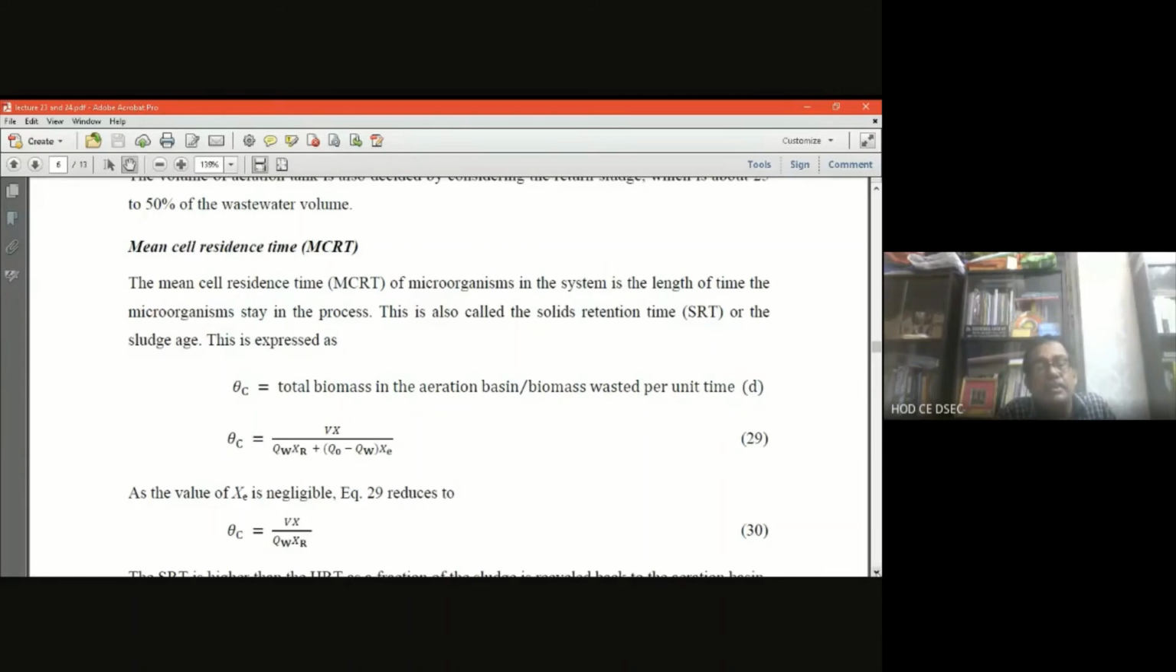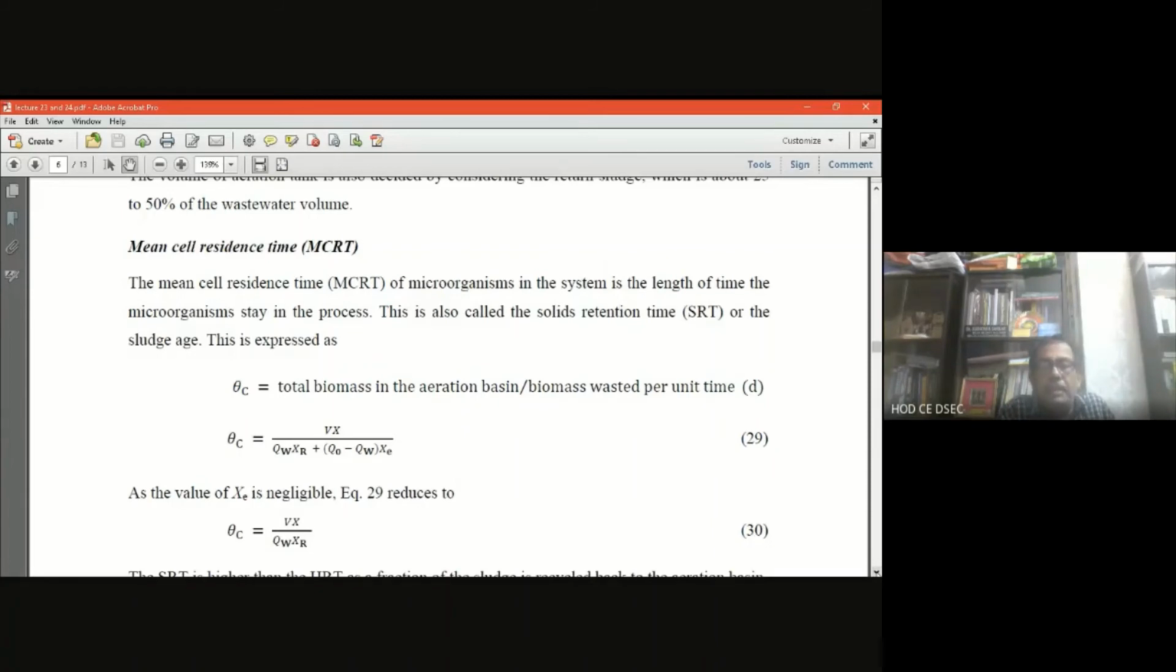So theta c is nothing but Vx, that is the total biomass, V into X. It must be noted that while calculating the total biomass, the concentration of the biomass will be multiplied with the volume of the reactor, because the concentration of the biomass is present in the reactor volume. So it does not come from the water. So the total biomass in the aeration basin will be the volume of the aeration basin into the biomass concentration in the reactor. So the numerator part has to be multiplied with the volume of the reactor; keep that in your mind.